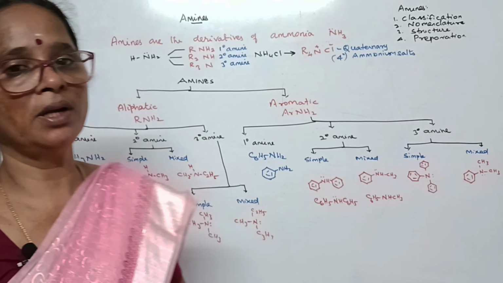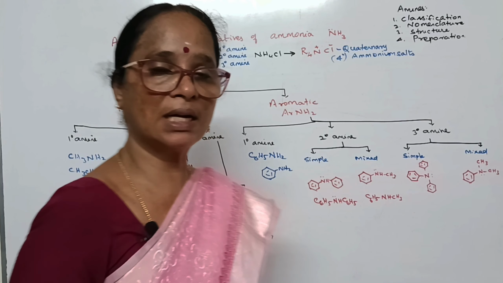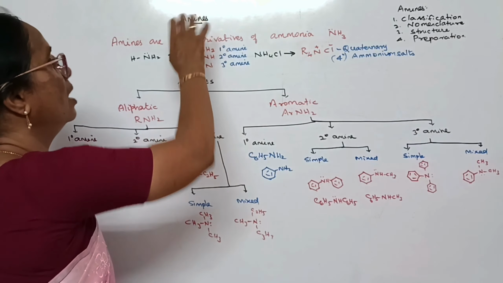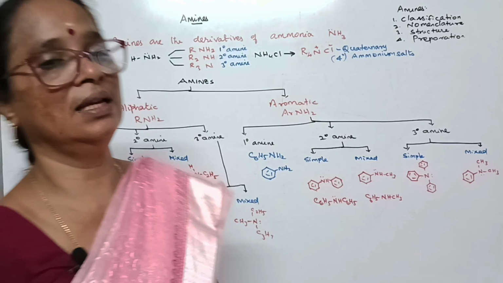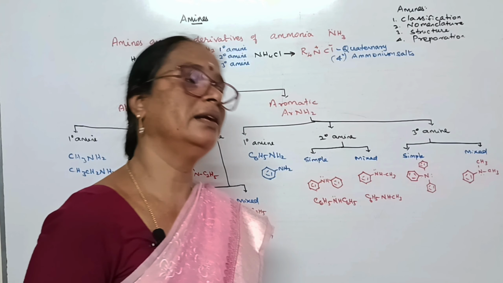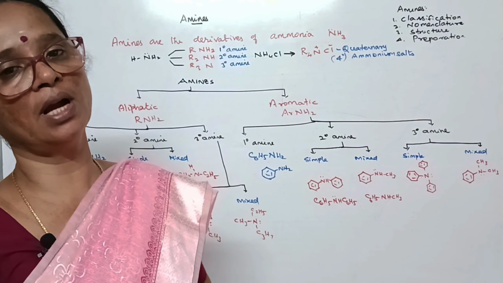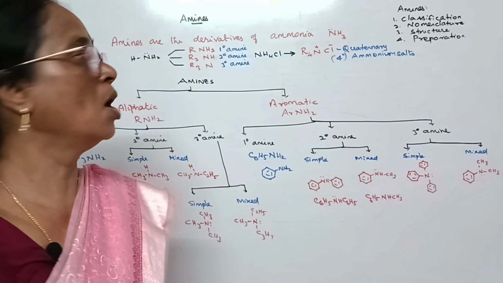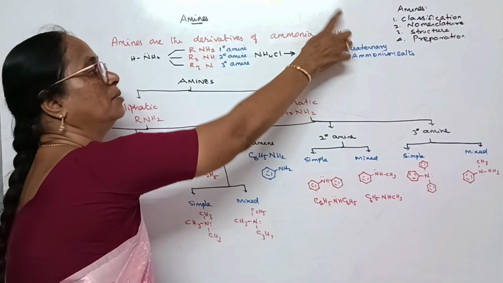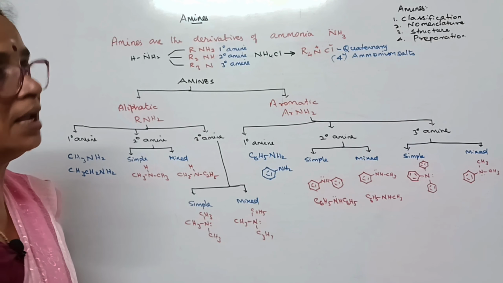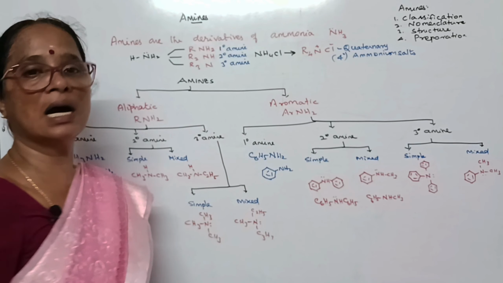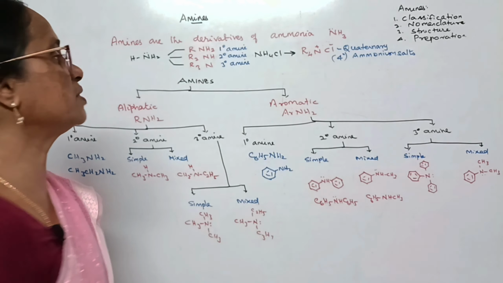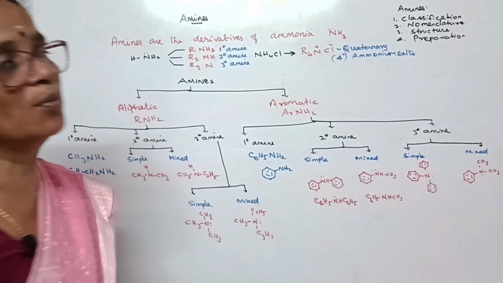The next topic from organic compounds containing nitrogen is amines. Amines are essentially derivatives of ammonia. Ammonia has 3 hydrogen atoms. All these 3 hydrogen atoms can be replaced by either alkyl groups or aryl groups. So it gives rise to derivatives of ammonia.